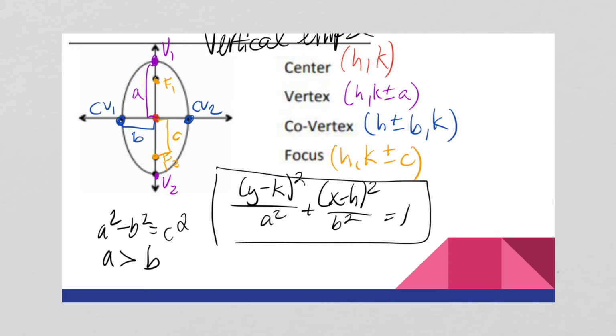Okay, vertical ellipses, stretched on the y-axis. Pretty much the same stuff there. Again, your a distance is from the center to the vertices, your b distance center to co-vertices, and your c distance is center to focus. The only difference here is this equation. What comes first here is the y, because it's stretched longer on the y-axis, so that's why the a squared is first there, plus x minus h squared over b squared equals 1. And again, we're going to use that same formula if something is missing: a squared minus b squared equals c squared.